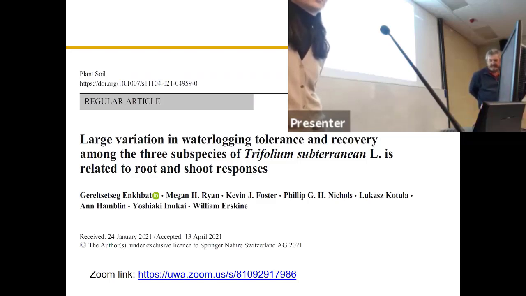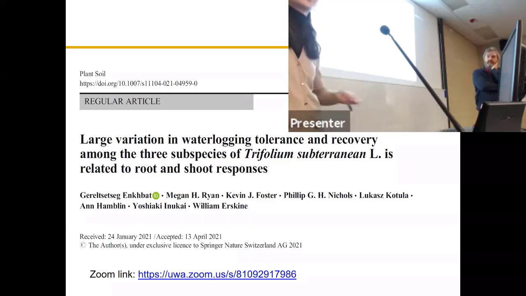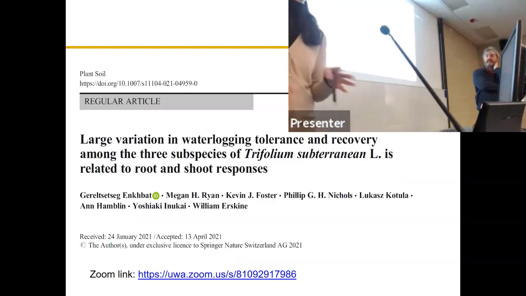So the actual dry matter, the above ground dry matter. After the recovery stage, the dry matter of subspecies Jiayin was higher than the two other subspecies, even though its shoot growth was less, but the dry matter was still high. So that's why in the end I would also conclude that in perspective of the dry matter, subspecies Jiayin is also accumulating more biomass.